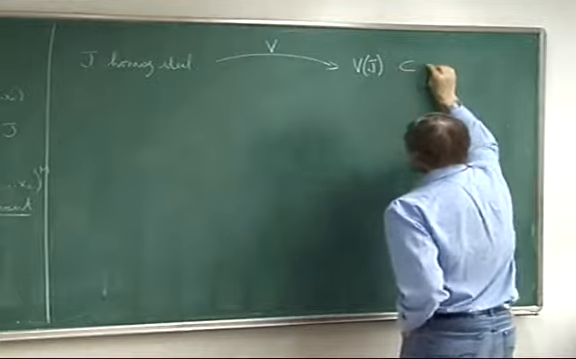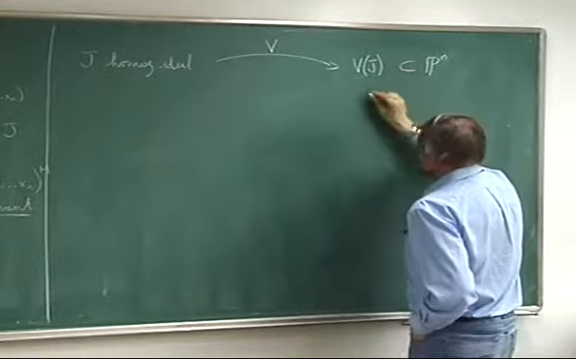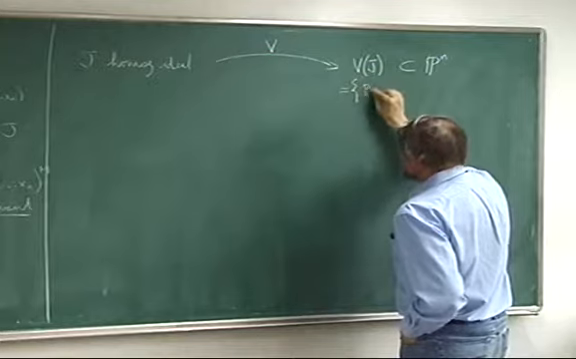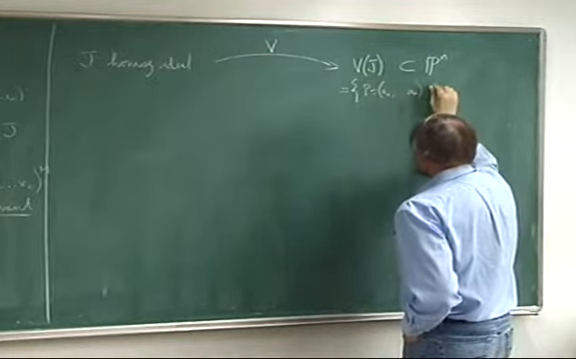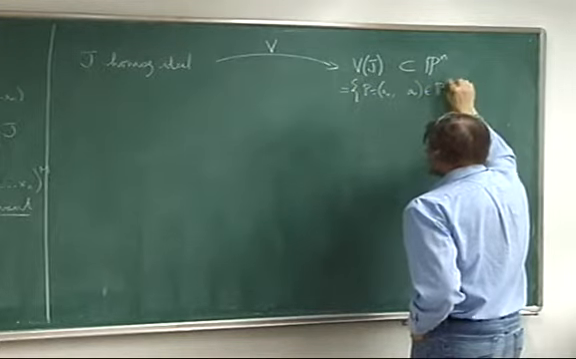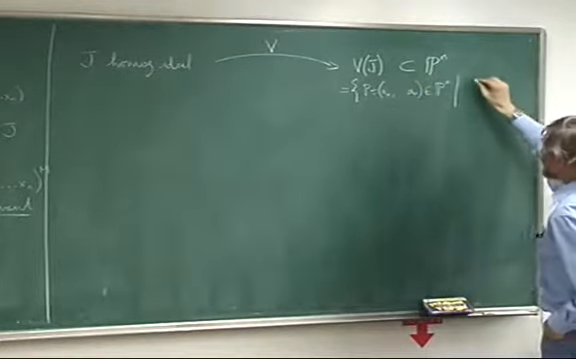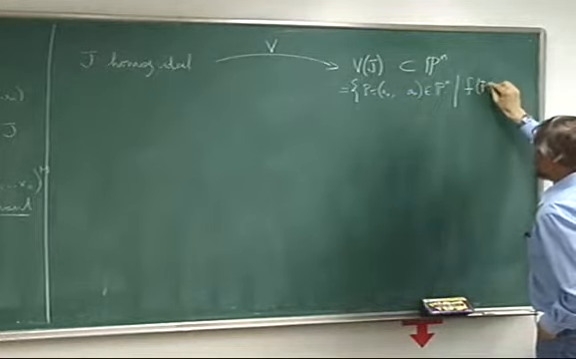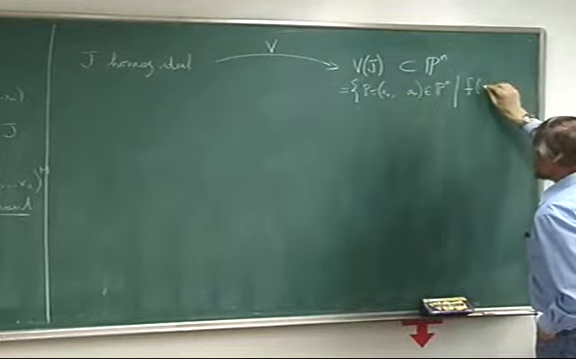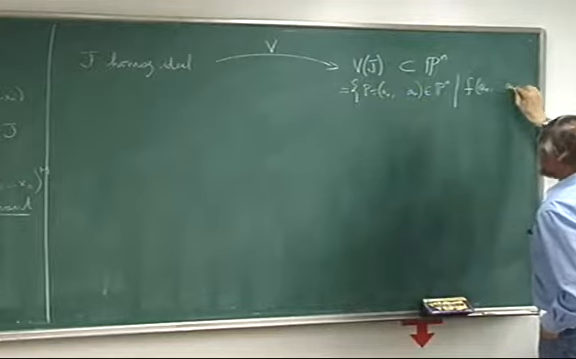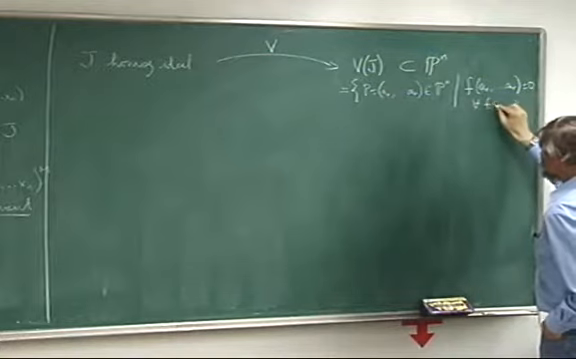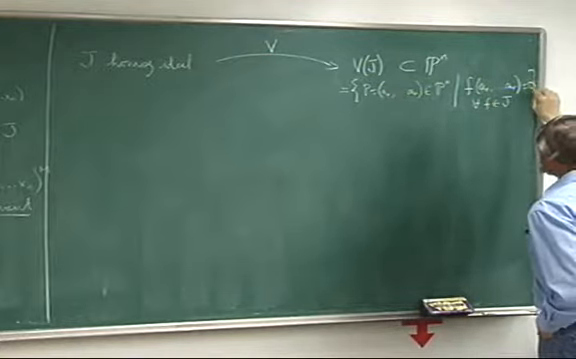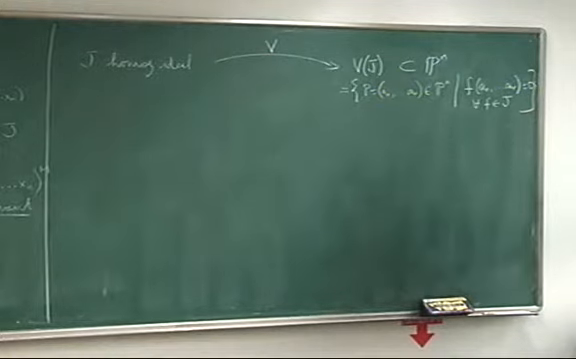So this is inside P of n, and so this is the set of all points P, a naught to an in Pn, such that f of P, f of a naught up to an equals 0 for all f in J.